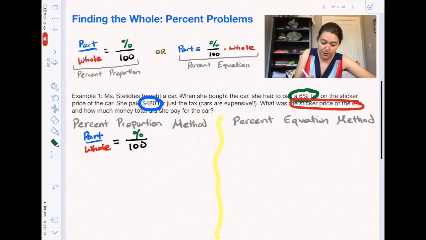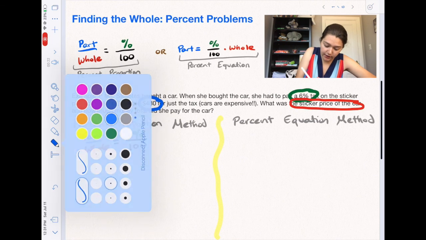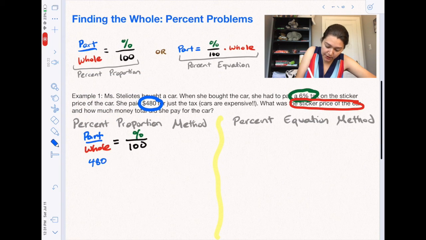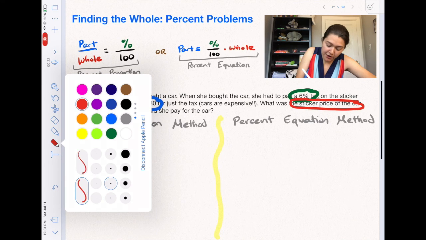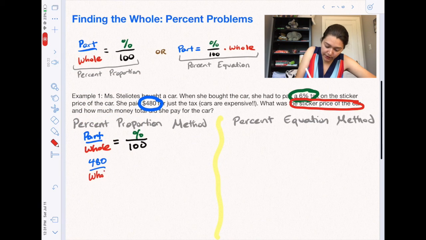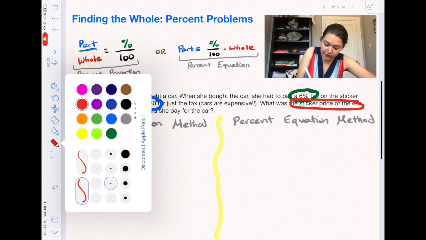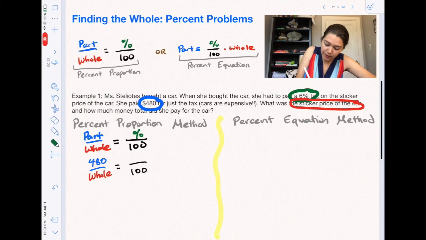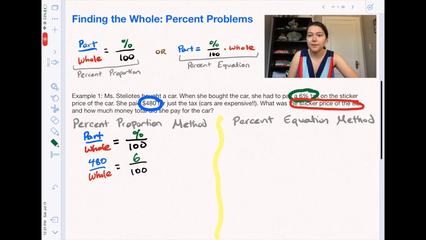Okay, so again, my part was $480. So that's going in my numerator on the left-hand side. The whole is what I'm trying to find, so I'm just going to leave that as is. I have 100, that's going to stay as my denominator on the right, and my percent is 6%. So now I have this proportion, $480 divided by the whole is equal to 6 divided by 100.